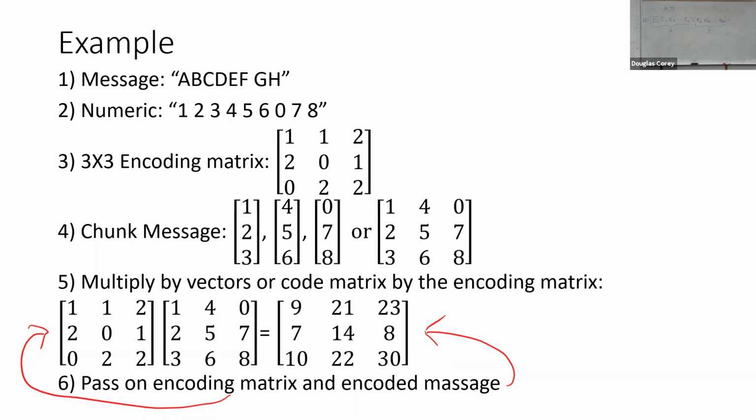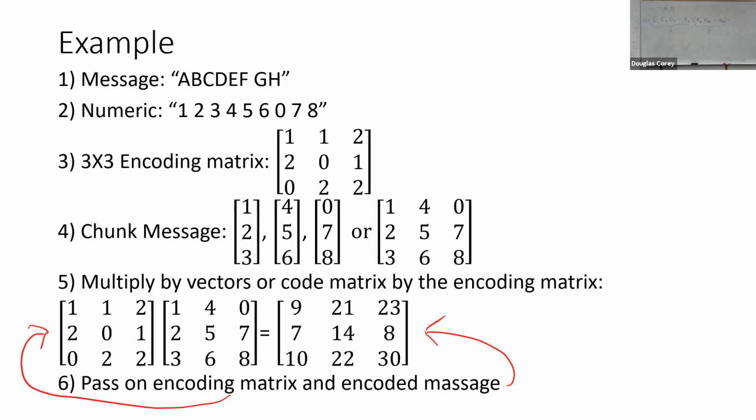I used the numeric mapping to get the 1, 2, 3, 4, 5, 6, 0, 7, 8. That encoding matrix, I just picked the same one you already found the inverse to over here. And I chunked the message into 3 because I have a 3 by 3 encoding matrix. I can actually just write that as a single matrix. So the 1, 2, 3 in the column, 4, 5, 6 in the column, 0, 7, 8. And I can encode that by taking my encoding matrix and multiplying it by my message matrix. And I get an encoded matrix.